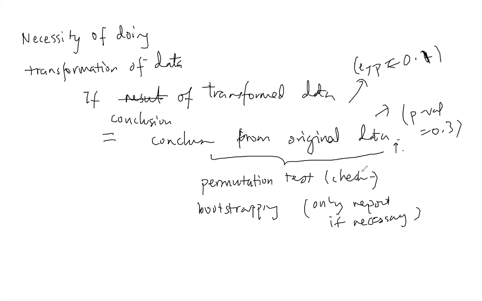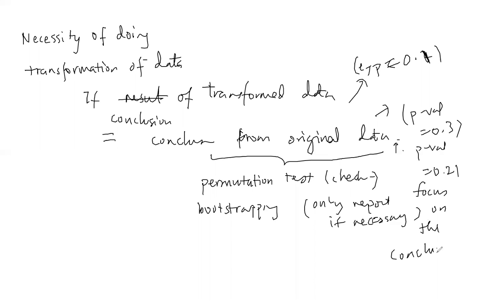For example, over here, if you do bootstrapping or a permutation test, you get the p-value that is 0.21. It's fine, right? Although it is different, the conclusion is the same. You have to focus on the conclusion.